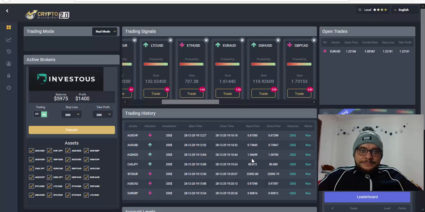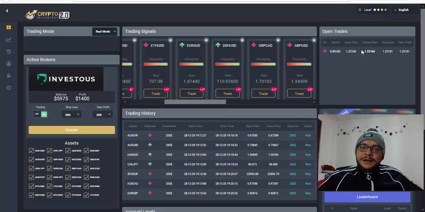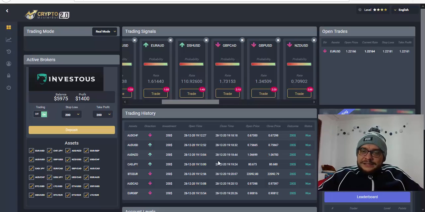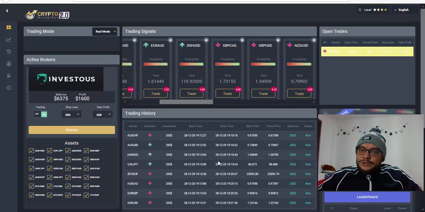It has never happened to me that all the trades were in the money. If this one, Euro USD, will be in the money also, it will be a 100% winning ratio, which is great for a trading software. Actually, it's unbelievable, because I haven't seen too many trading softwares with a 100% winning ratio, but let's wait and see what will happen with this one.